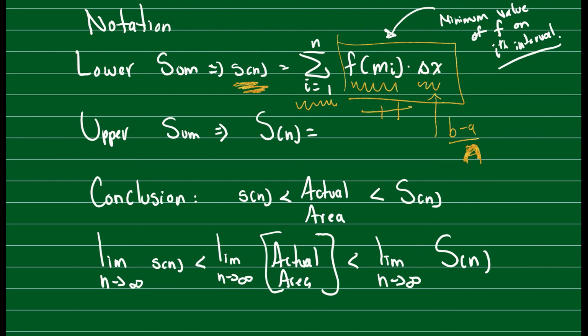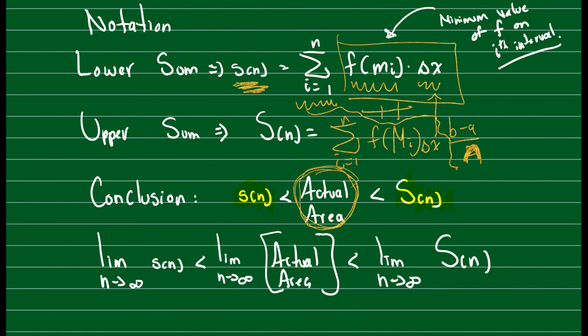Upper sum, well, the sum from i equals 1 to n of f of M_i times delta x. In this case, M_i is the maximum value of f on the ith interval. So what is the conclusion from this? That the actual area of any region is always going to be in between two areas. Which areas? The area estimate using a lower sum and the area estimate using an upper sum.